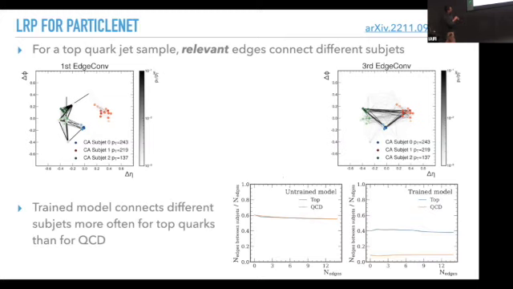But instead, we can look at what happens over a large sample of events. What we find is that when we compare it to an untrained ParticleNet model, there's no difference between top quark and QCD jets. It doesn't connect particles in these different subjets more often or not. But after you train it, it does learn this significant difference, where for top quark jets, 40% of the relevant connections are between these different subjets. So at least we're seeing that it's getting some of the traditional jet substructure, although it's only a small peek behind the curtain and not a full explanation.